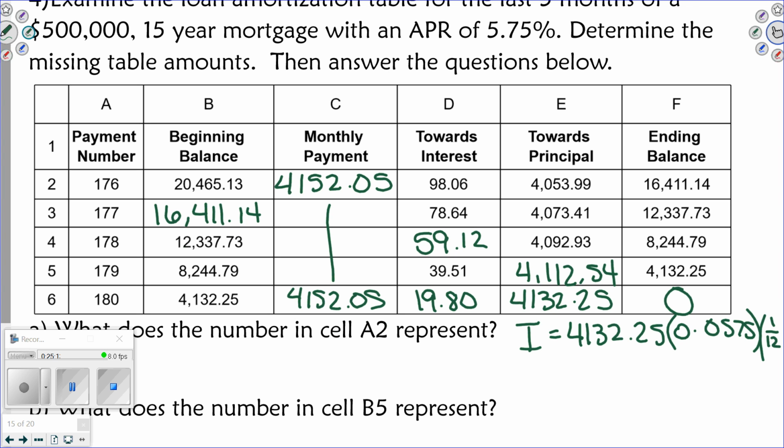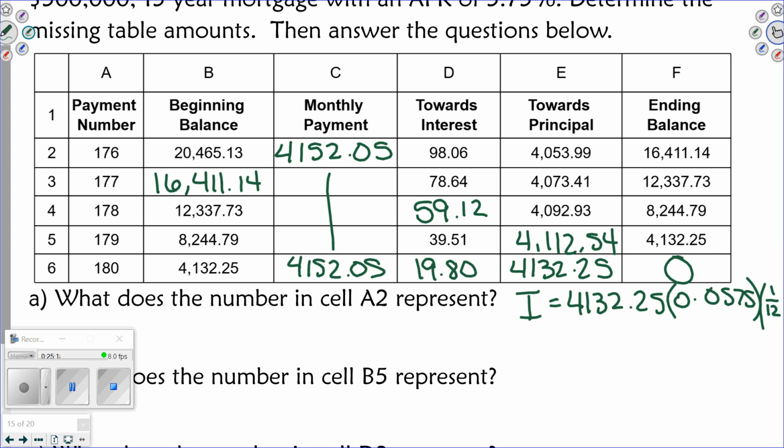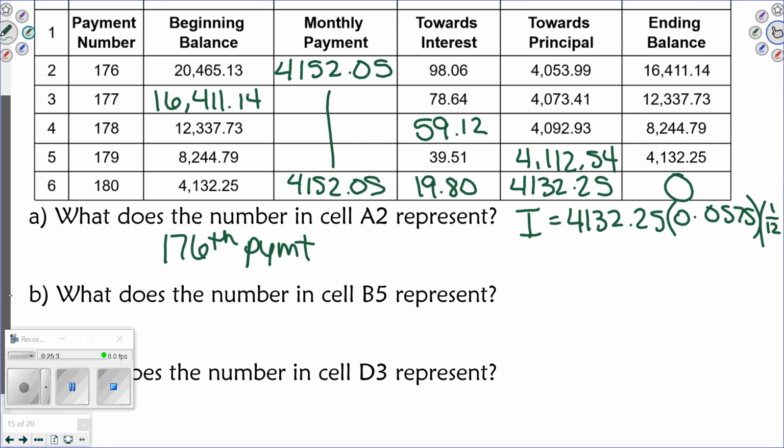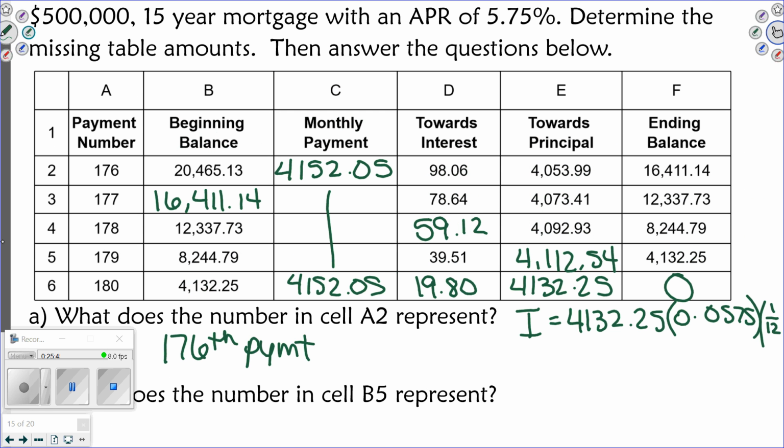All right, so questions down here. What does the number in cell A2 represent? Good, that's just the 176th payment. How about B5? What's B5? Yeah, it's just your beginning balance for that month. D3? Interest for that payment. And then F6. F6, the end of my loan, I paid off my loan.